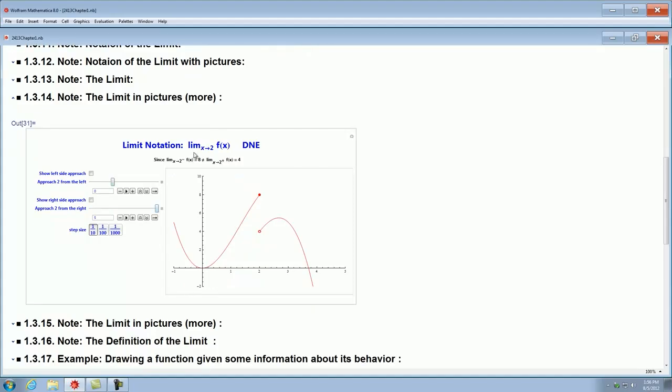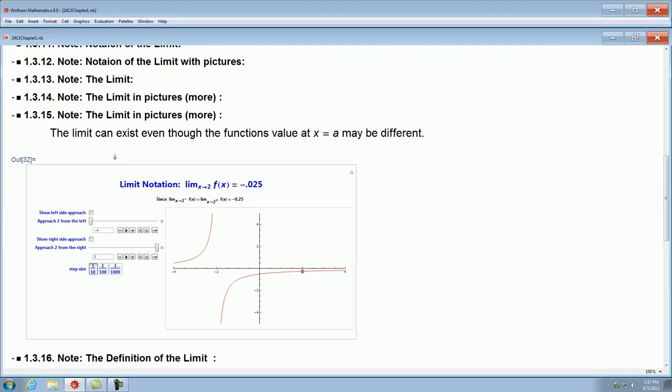So here we go. This limit, as x approaches 2 of this function, does not exist. Why? Well, what's happening here is I approach from the left, I get 8. When I approach from the right, it's headed towards 4. So the limit from the left is 8, but that's not equal to the limit from the right, which is 4. Since these two limits are not the same from the left and right, this limit does not exist.